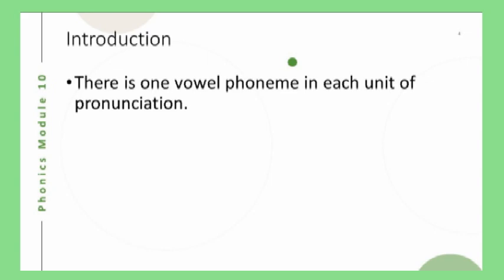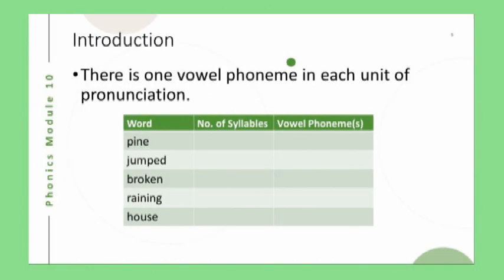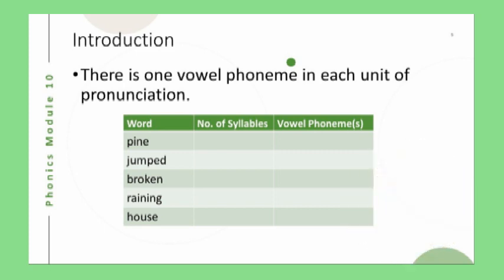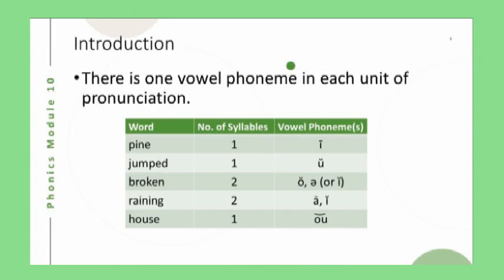There is one vowel phoneme in each unit of pronunciation, that is, in each syllable. Each syllable contains only one vowel phoneme. If you hear two vowel phonemes, you may be sure the word has two syllables. How many units of pronunciation or syllables are there in each of these words? Pause this video lesson to determine the correct answer. Test yourself by doing the activity without looking at the answers. Check yourself. What was your score?